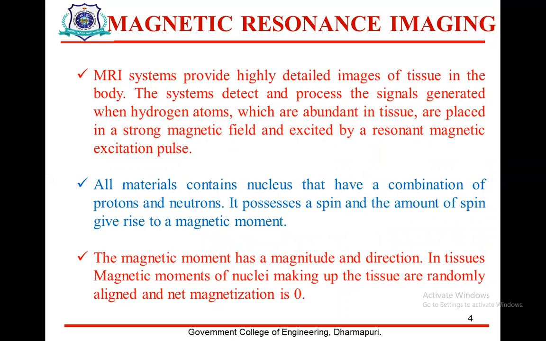All materials contain nuclei that have a combination of protons and neutrons. A nucleus possesses a spin, and the amount of spin gives rise to the magnetic moment. The magnetic moment has a magnitude and direction. In tissues, magnetic moments of nuclei making up the tissue are randomly aligned and net magnetization is zero.